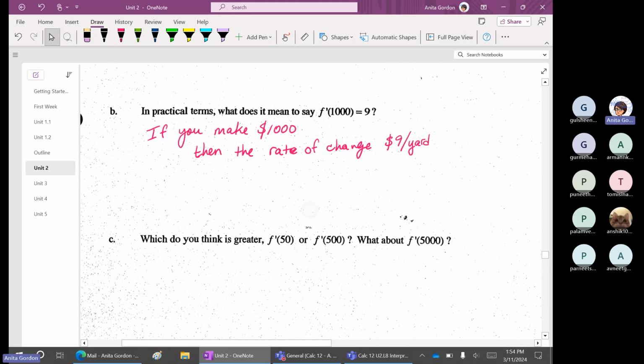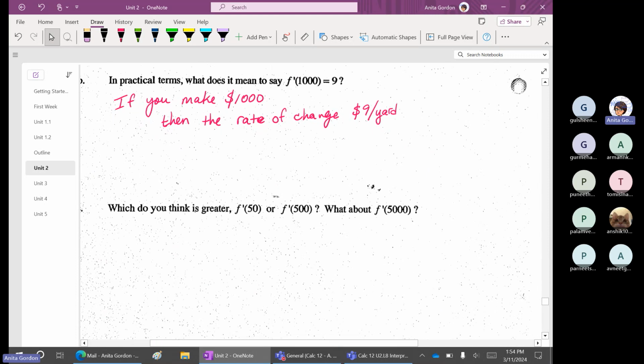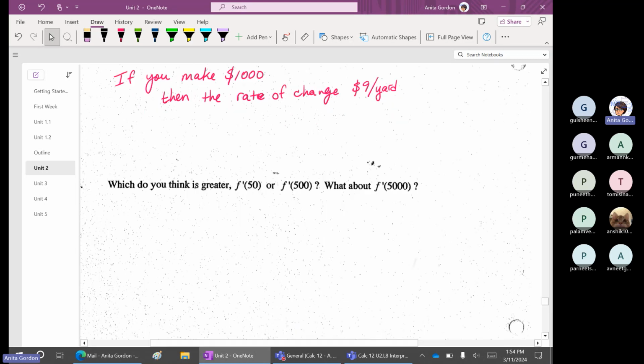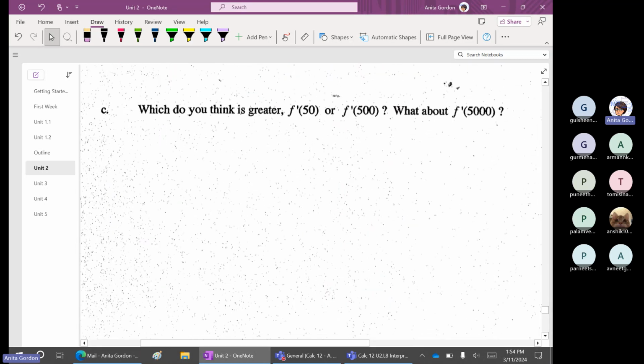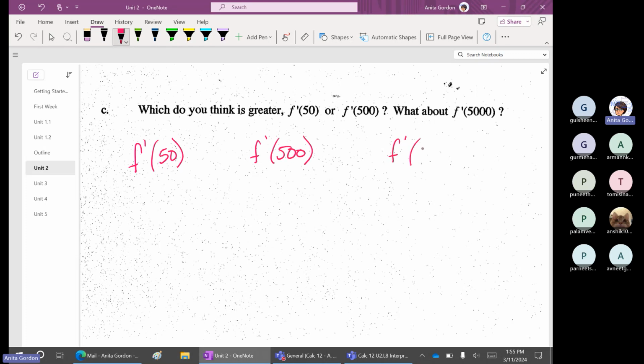Okay, which do you think is greater? The derivative at 500 or 5,000? This is a discussion question. This is an open-ended discussion question, meaning your reasoning should match your answer rather than the answer being right or wrong. So, thoughts? f prime at 50 compared to f prime at 500 compared to f prime at 5,000.